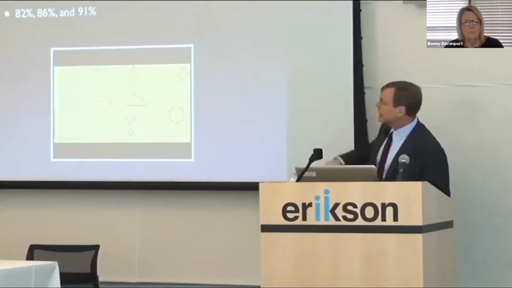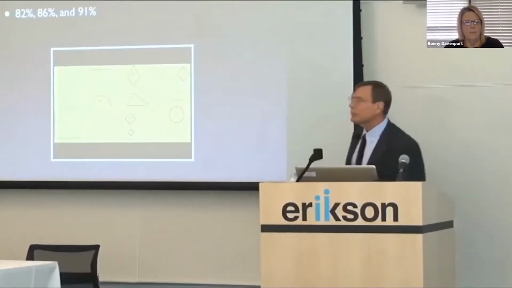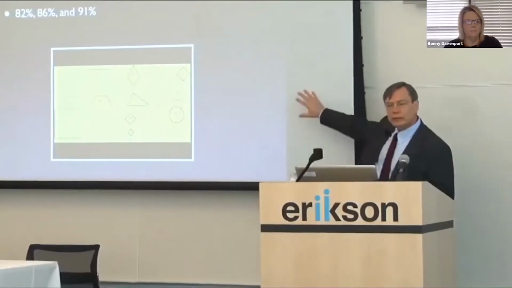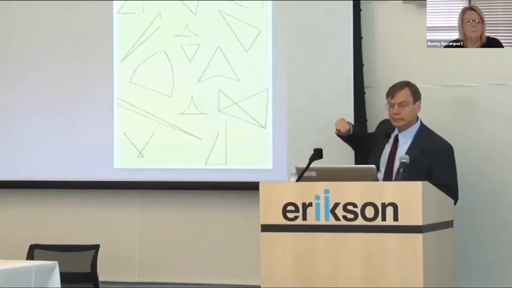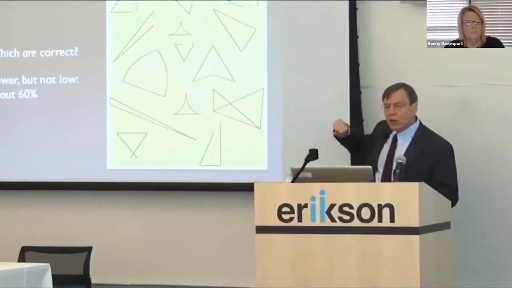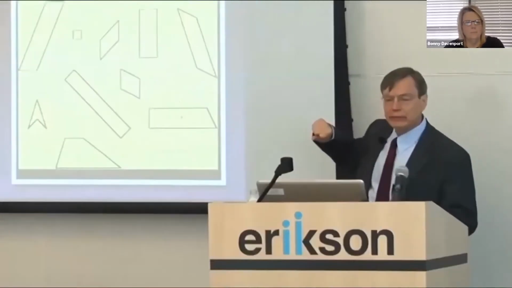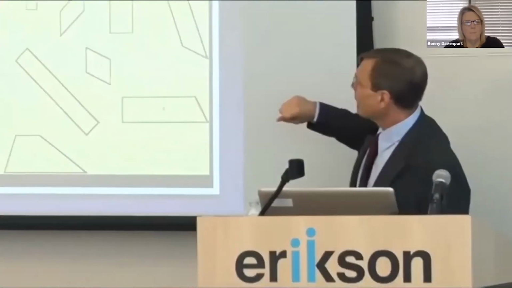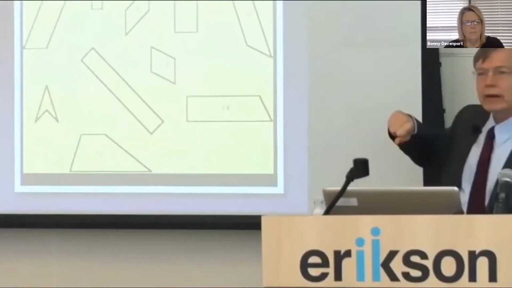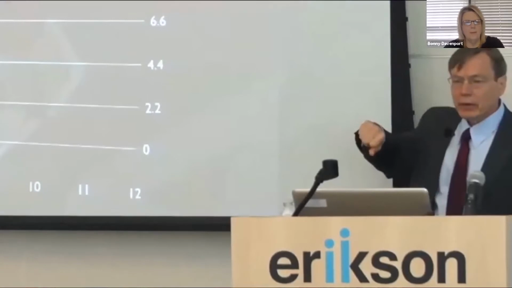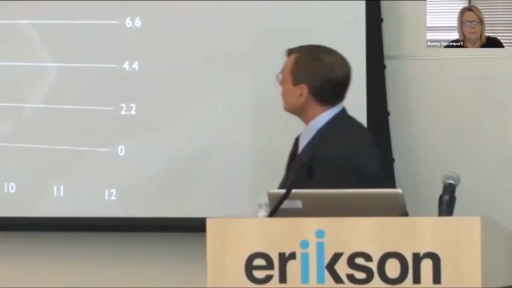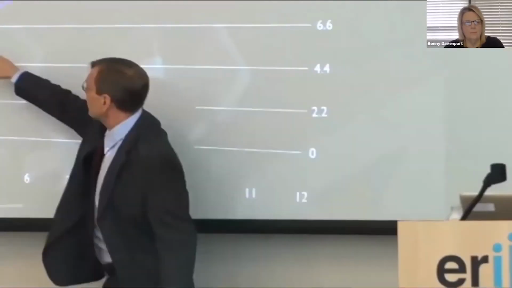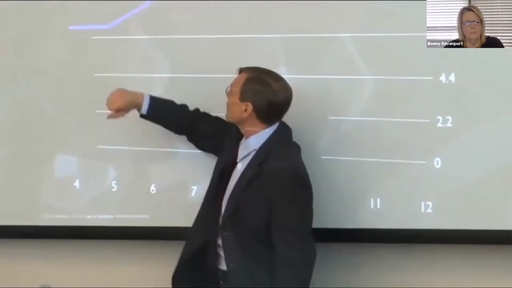They did 82, 86, and 91% on squares, even with some real distractors in there. Triangles are a little lower, about 60%, and rectangles a little lower again, but still about 50% correct on rectangles. So what did we do? We found that kids knew quite a bit when they entered school just about simple shapes like this.